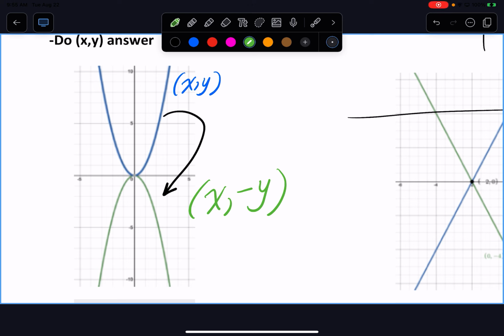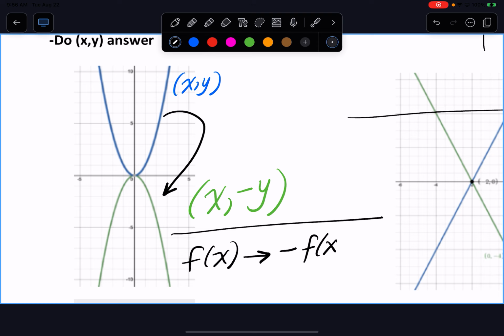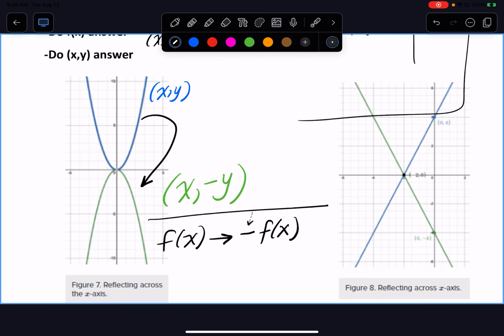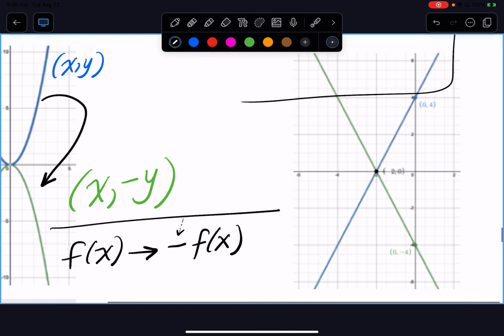Okay. Now, if you're doing the f of x answer, it's the memorization answer. You'd say a reflection over the x-axis means we started with f of x, and now when we reflect over the x-axis, the negative is on the outside. Memorization. All right. So this one right here is a reflection over the, isn't it also x-axis? Yeah. Okay, so we've already done one like that.